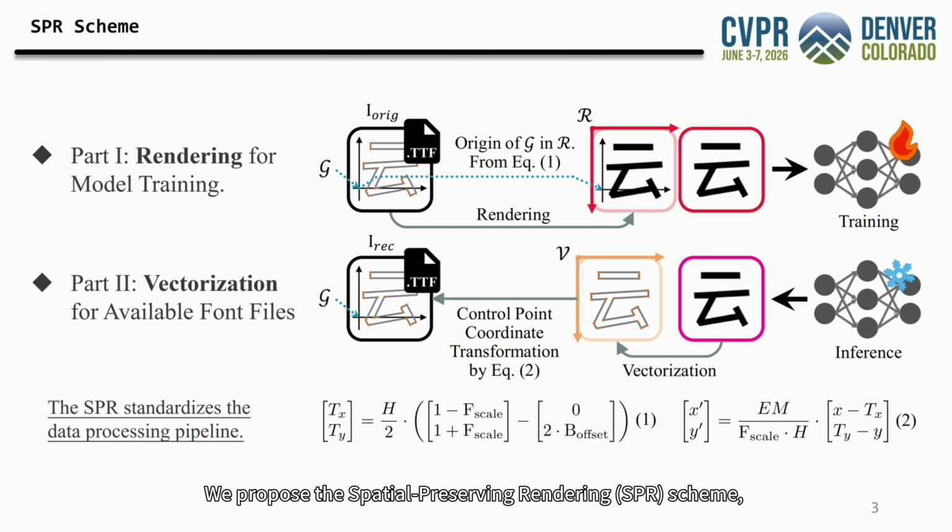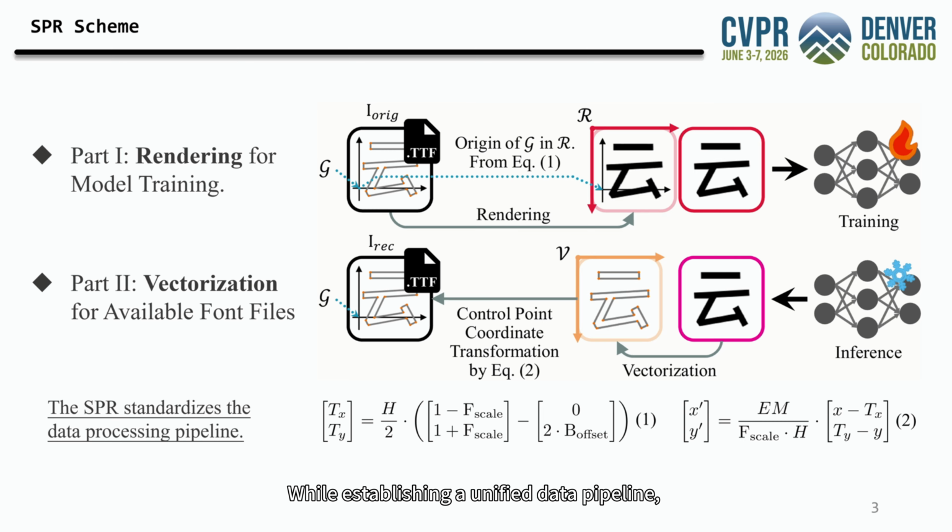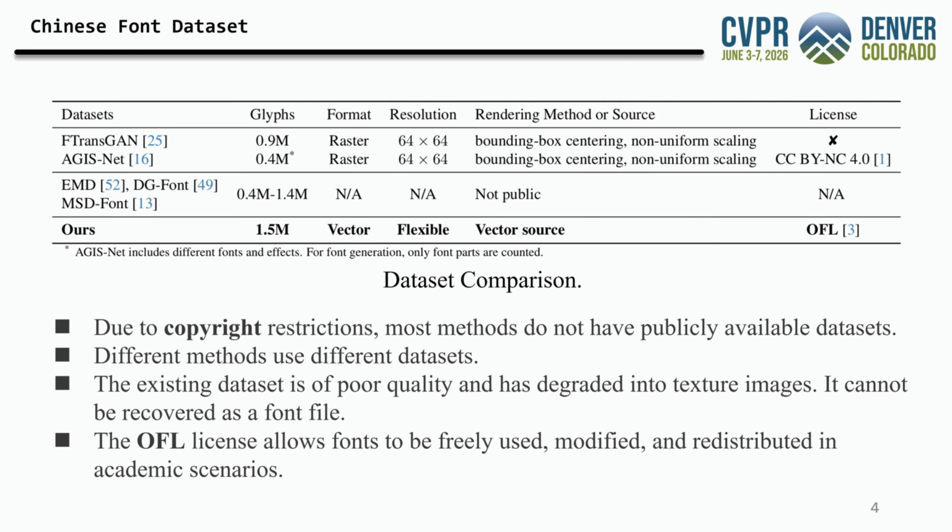We propose the spatial preserving rendering scheme, a unified method that systematically eliminates spatial bias and enables accurate vectorization for end-to-end automation, resulting in usable TTF font files. Essentially, it establishes a reversible mapping between vector font coordinates and pixel image coordinates within a certain tolerance range. While establishing a unified data pipeline, it also facilitates model training.